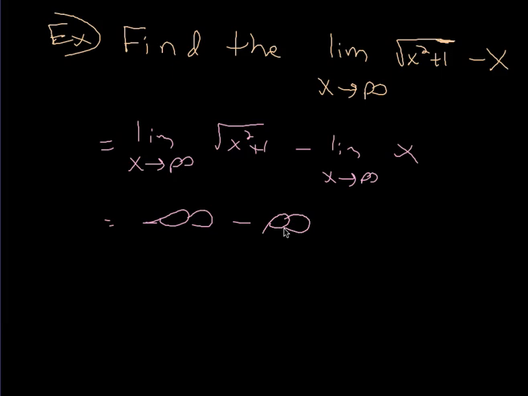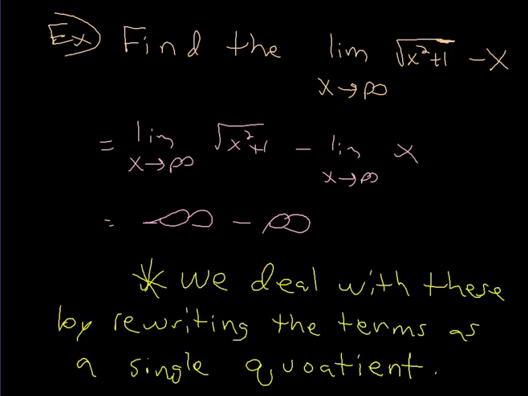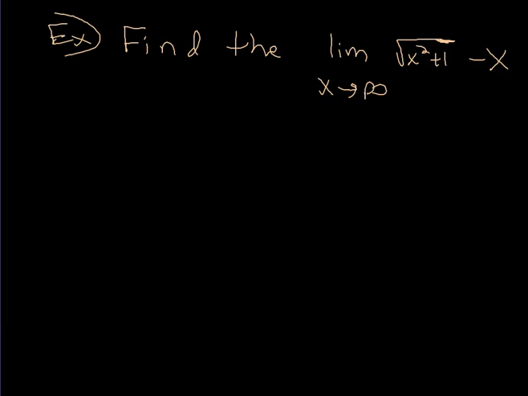So the way we deal with these is by rewriting the terms as a single quotient. And that goes for had it been infinity plus infinity as well. Either way, we're going to rewrite the terms as a single quotient. So let's try that now. All right, so rewriting this as a single quotient, this is now going to be the limit as x approaches infinity.